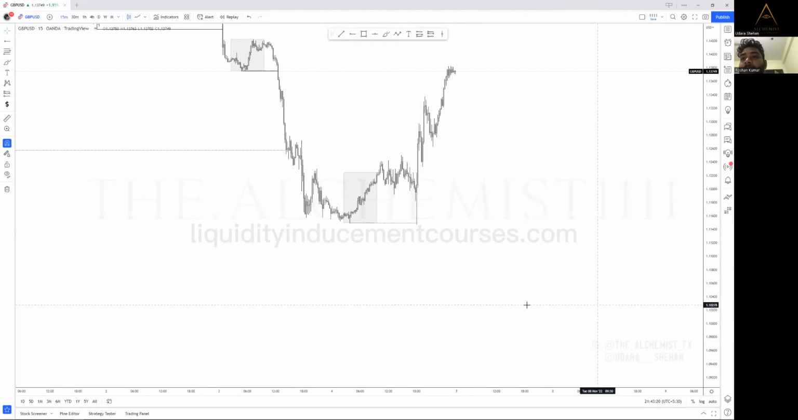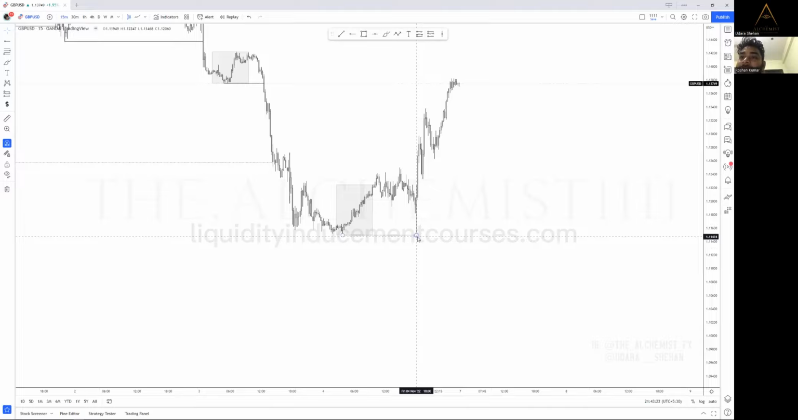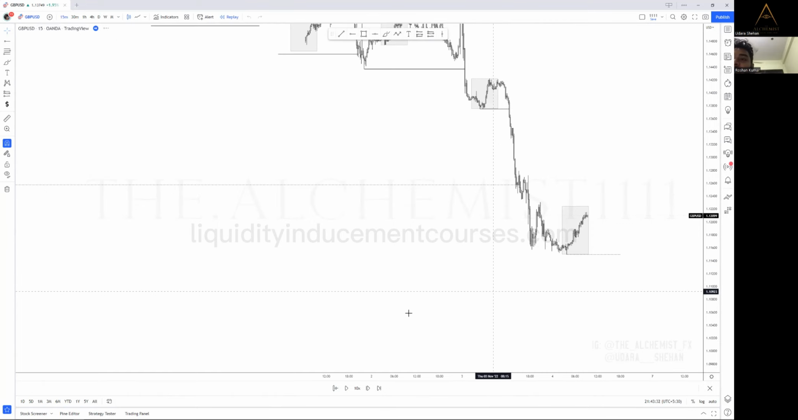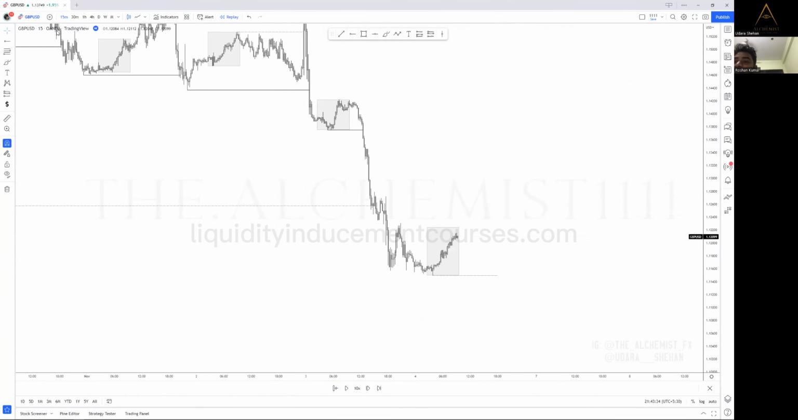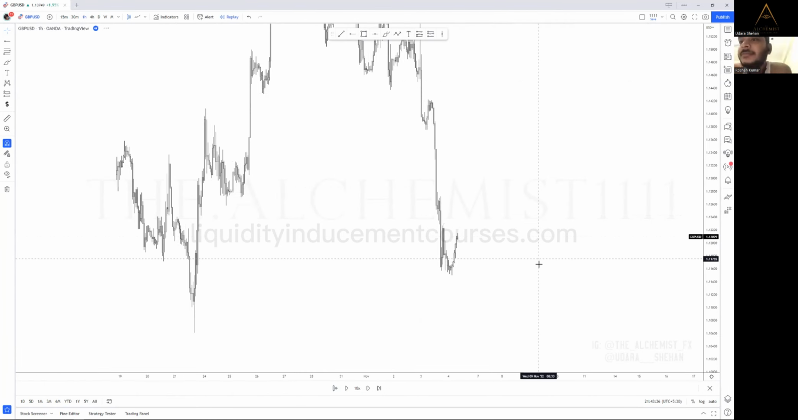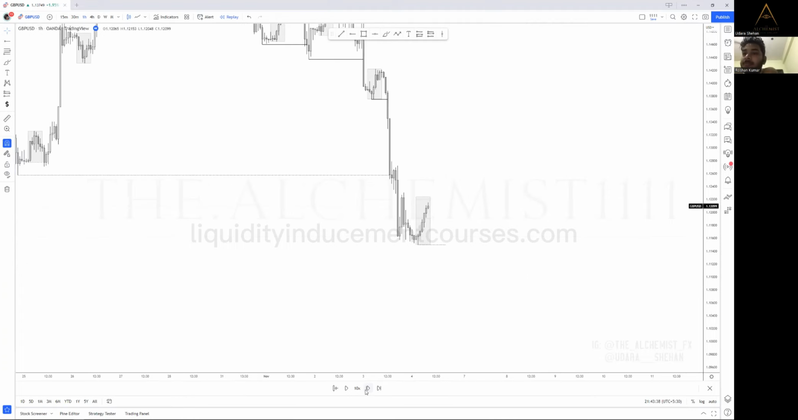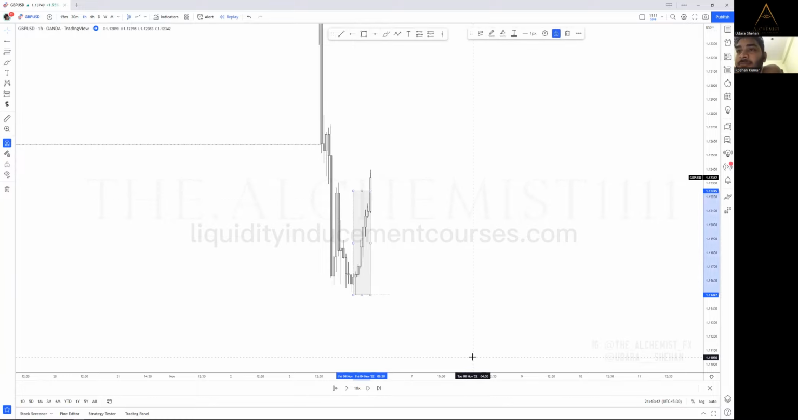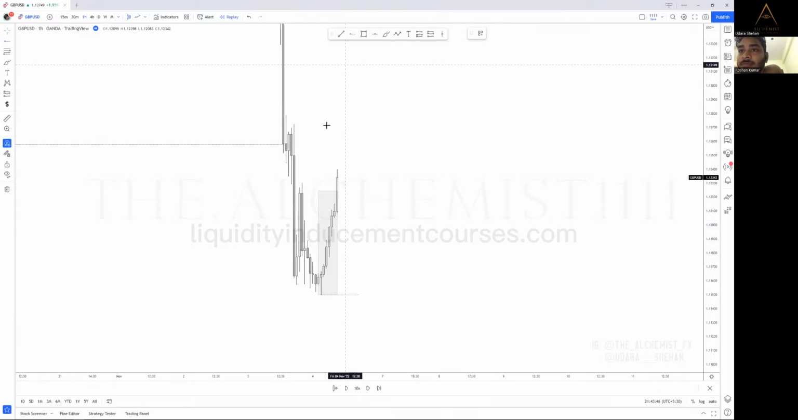Even news, what did it do? A manipulation of Asia and boom, started flying. So this day I did have a setup. I did have a proper setup, but I did not take it because timing wasn't that good. Right above Asia, what can you see? What is this? Open, close level, rejection blocks.